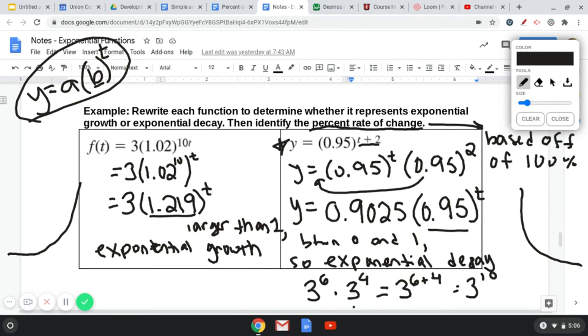All right. Excuse me, because I forgot to find the percent rate of change for both of these. So let's first find it for this example to the right, since we're just working on that. Percent rate of change.